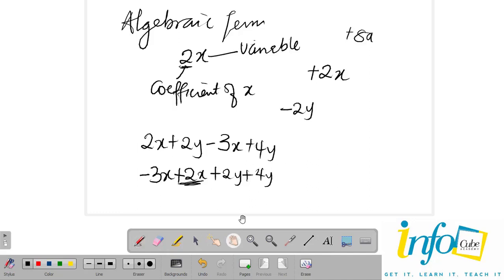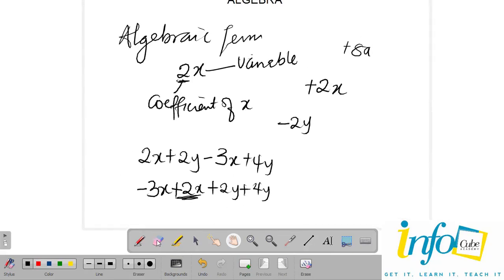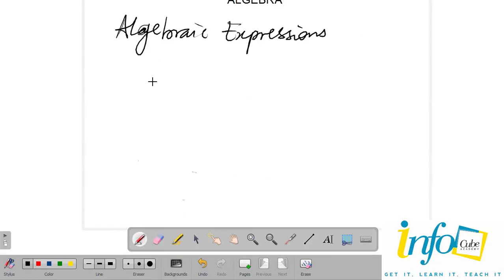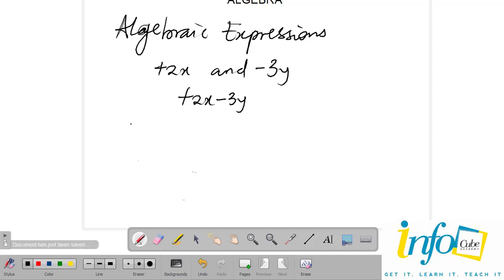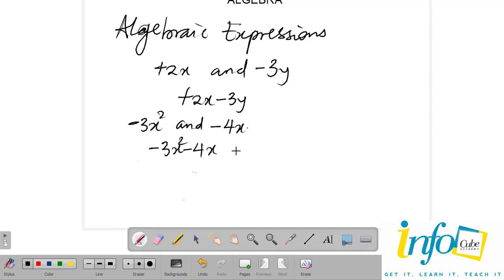Now let's quickly look at algebraic expressions. An algebraic expression is just a combination of algebraic terms. If I have plus 2x and I have minus 3y, if I combine the two of them, I've gotten an algebraic expression. So plus 2x minus 3y is called an algebraic expression. Also, minus 3x squared and minus 4x can be combined to have minus 3x squared minus 4x. This is also an algebraic expression.